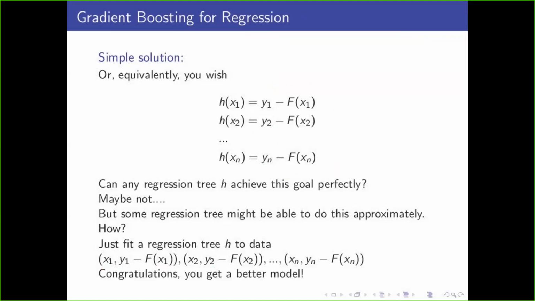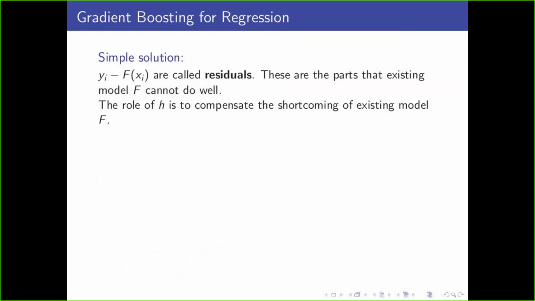So good. Congratulations. We've got a better model, right? So here yi minus f of xi are called the residuals. These are the parts that the existing model cannot do well. So the role of this new hypothesis H is to compensate for the shortcomings of the existing model F. Now there is another question coming in here.